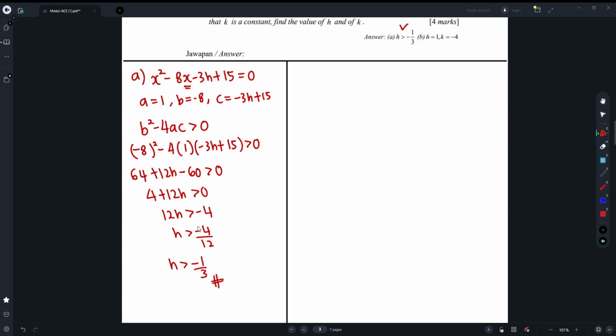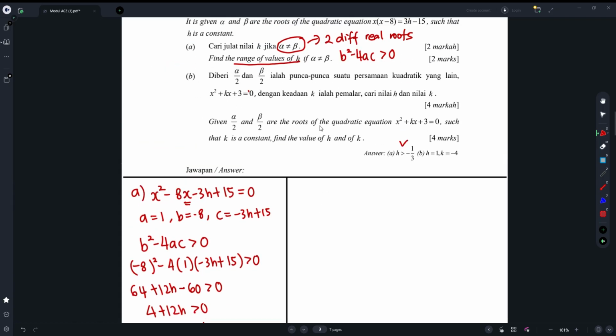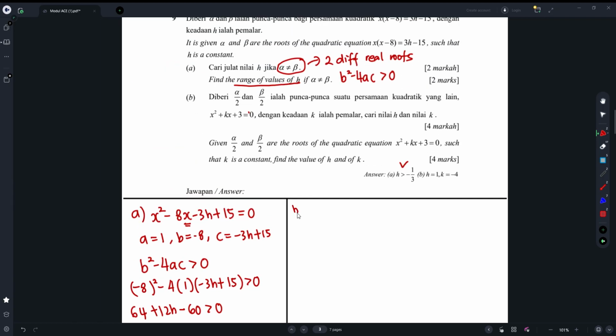Okay, please take note, no need to change the direction of the symbol because you are dividing by a positive number. When you divide by a positive number, you do not need to change the direction or the symbol of the inequality. Okay, so now we're going to move on to part B of the question.